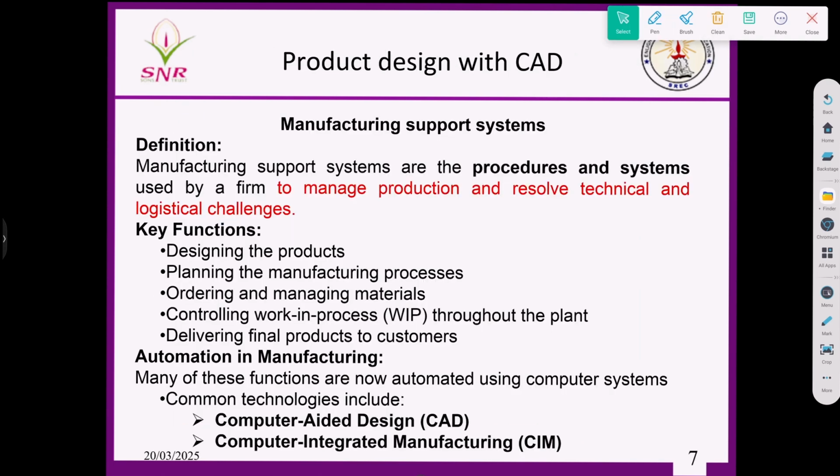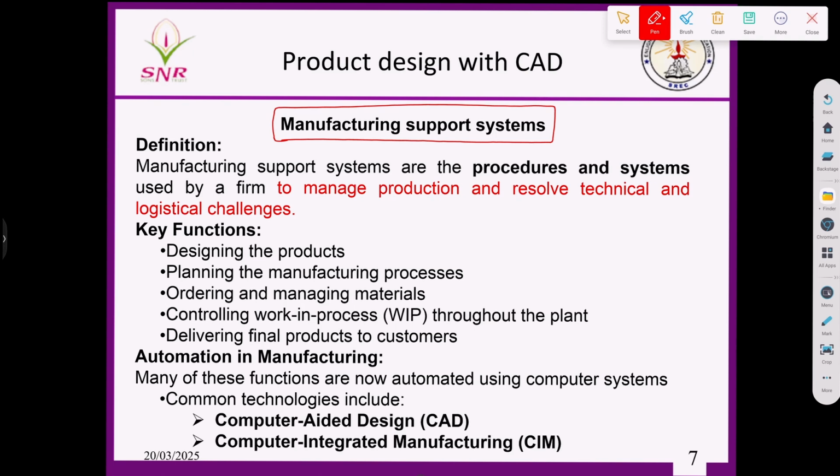So coming to product design with CAD, we have to understand the concept of manufacturing support systems. Till now we have discussed the design process in association with CAD tools. Now we are going to discuss manufacturing support systems. Manufacturing support systems are the procedures and systems used by a firm to manage production and resolve technical and logistical challenges. So these support systems help the production or manufacturing team to manage the production and resolve the technical and logistical challenges.